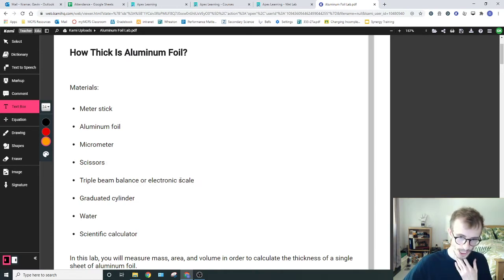Some scissors, of course. I have an electric scale. I do happen to have a graduated cylinder, which I have right here. Some water, of course, and then I'm going to use a calculator. So let's go ahead and get started.